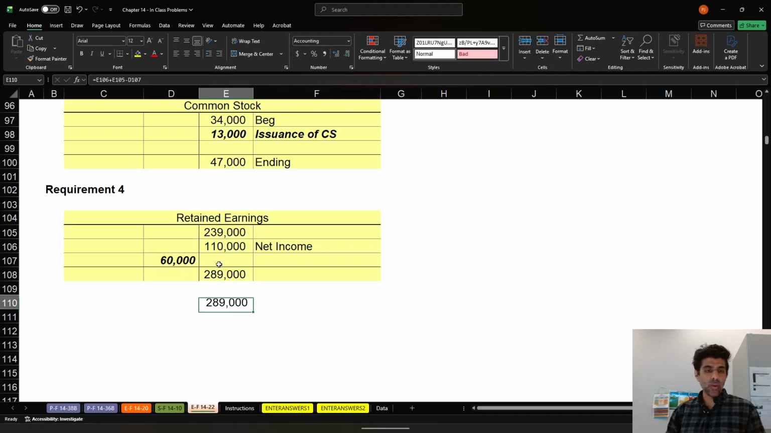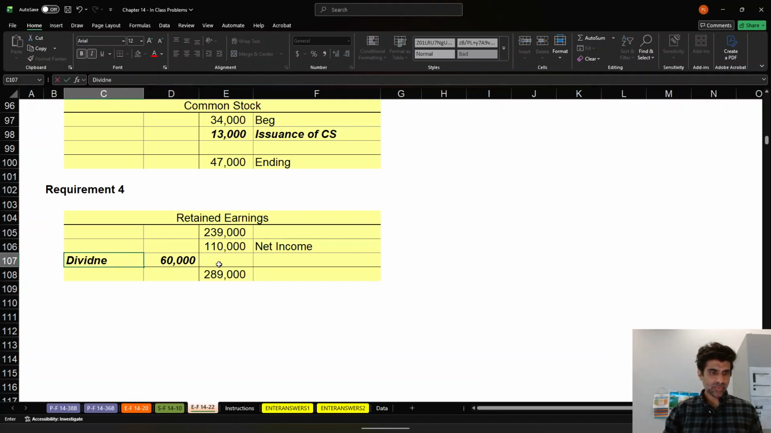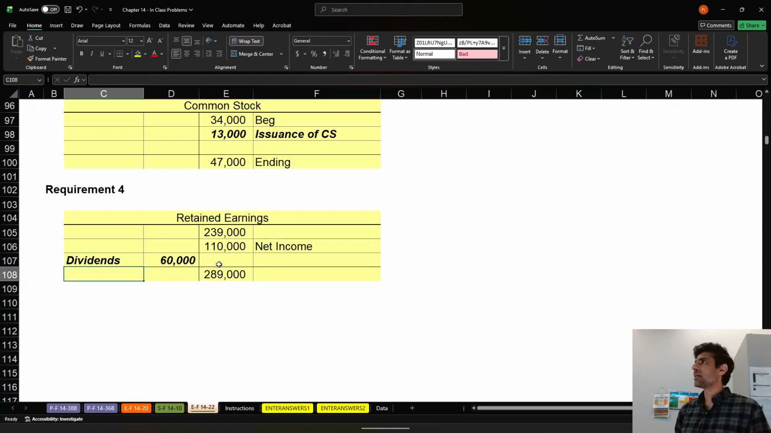Yes. So what is this debit? Where is it coming from? Yeah, dividends, exactly. That's why I gave you the hint. The statement of retained earnings: starting balance plus net income minus dividends equals ending balance.